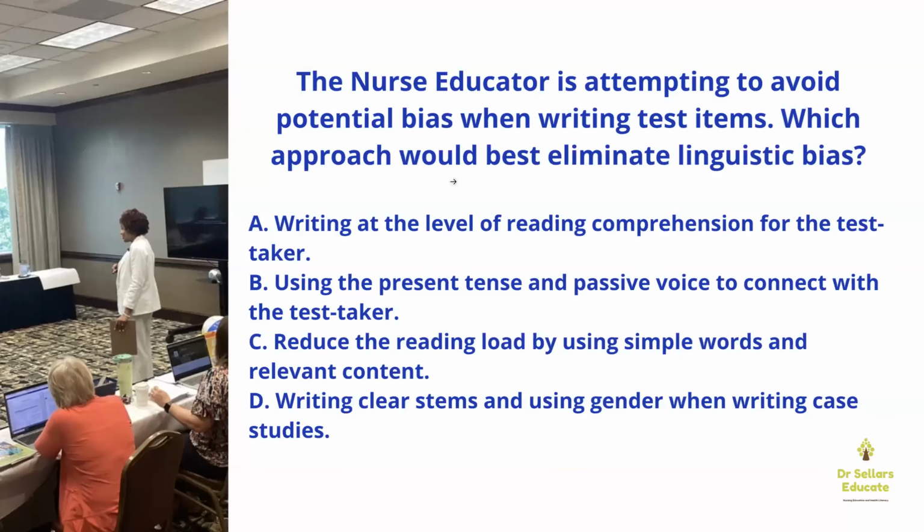All right, so let's take a look at our thought-provoking question. We have a nurse educator that is attempting to avoid potential bias when writing test items. So which approach would best eliminate linguistic bias? A, writing at the level of reading comprehension for the test taker. B, using the present tense and passive voice to connect with the test taker. C, reduce the reading load by using simple words and relevant content. Or D, writing clear stems and using gender when writing case studies. All right, you can always pause this episode and come back when you're ready.